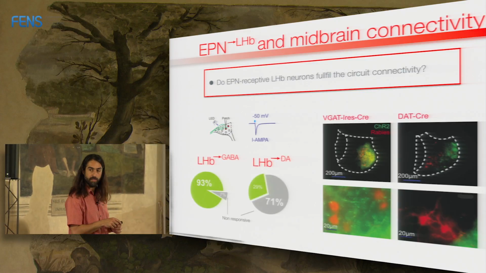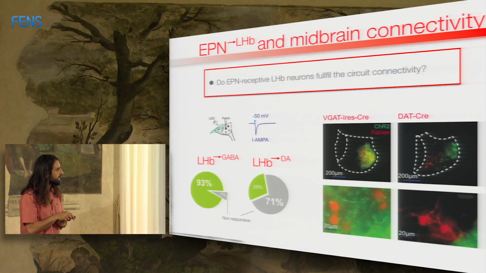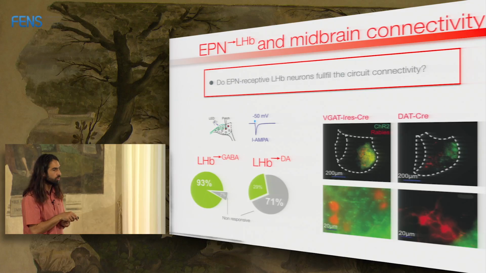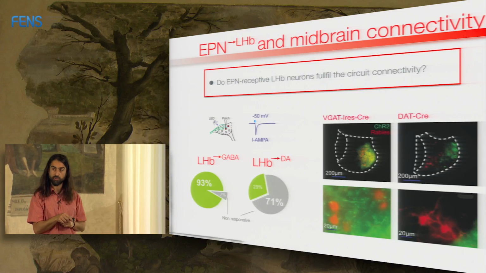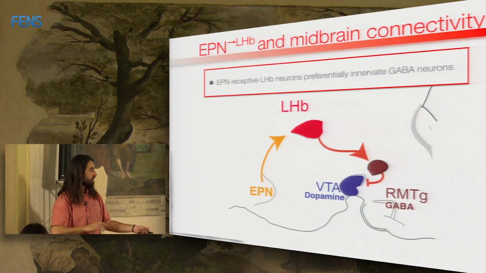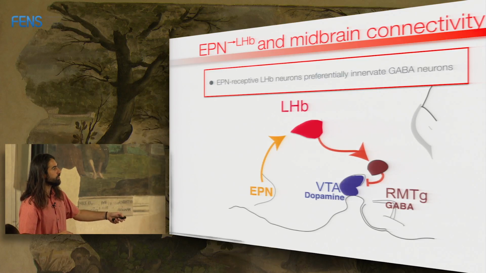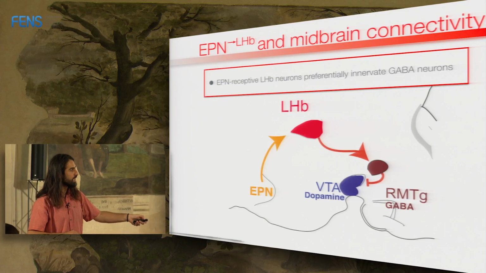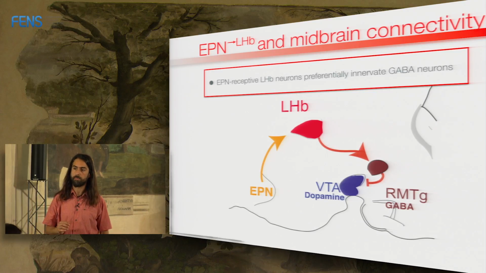What we find is basically the following. When we patch neurons in the lateral habenula that are projecting their axons to GABA neurons, therefore in the VGAT-Cre, we see that a huge proportion, almost 93%, responded to light. Differently, in the DAT-Cre mouse, where we can identify lateral habenula neurons projecting to dopamine neurons, 71% of them did not respond to light. This suggests to us that there is a preferential innervation of EPN terminals onto neurons in the lateral habenula that themselves project to GABA neurons of the midbrain, likely RMTg, but to a lesser extent to dopamine neurons.